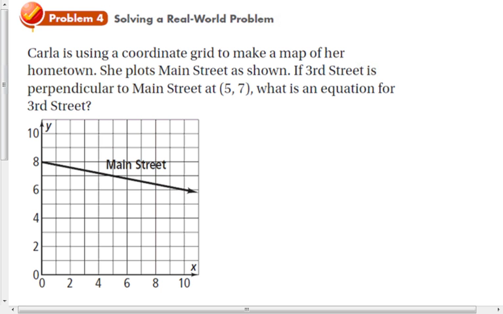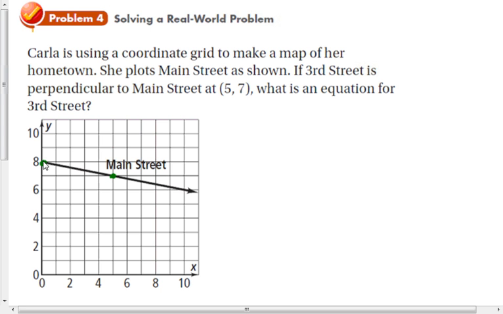All right, so we're going to solve a problem using this idea. Carl is using coordinate grids to make a map of her hometown. She plots Main Street as shown. If 3rd Street is perpendicular to Main Street at (5, 7), what is the equation for 3rd Street? So we need to know the slope of Main Street in order to write the equation of the line that's perpendicular. So let's just use the grid to figure that out.